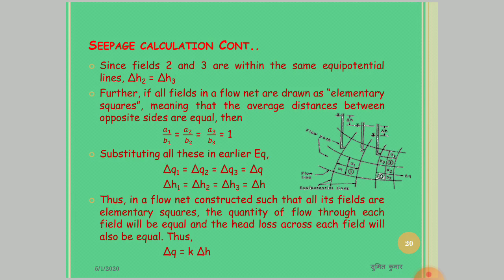So we can write A1 by B1 is equal to A2 by B2 is equal to A3 by B3, which is equal to 1. Combining all these equations, we get del Q1 is equal to del Q2 is equal to del Q3 and del H1 is equal to del H2 is equal to del H3. That is, in a flow net, the quantity of flow through each field will be equal and the head loss across each field will also be equal. Thus, we can say del Q is equal to K into del H.